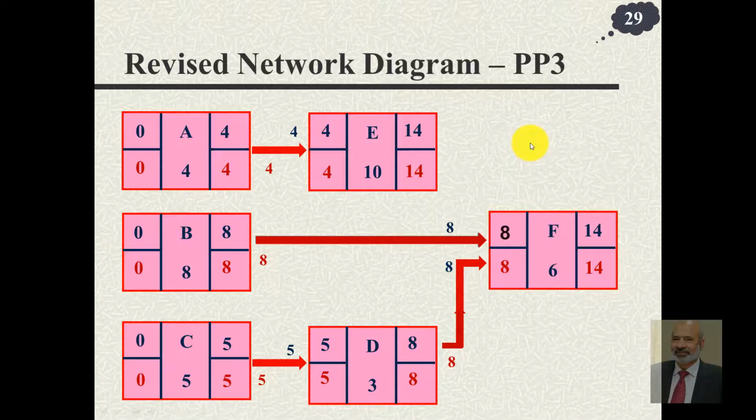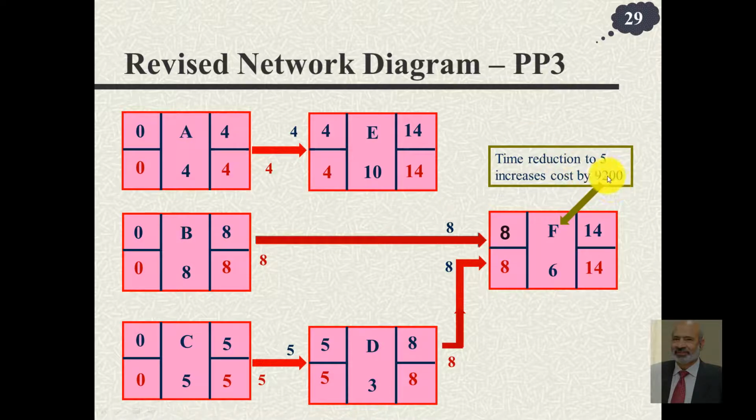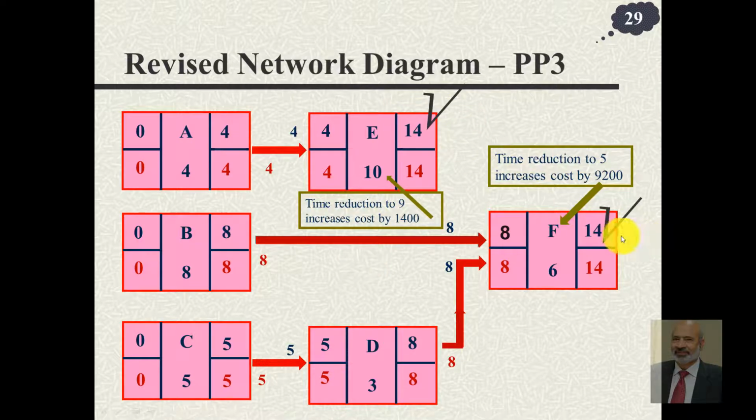Can we improve any further? Of course, we could reduce the time of this from 6 to 5 days, costing us 9,200. This one could be reduced from 10 to 9 days. It would cost us 1,400. And so we select this and we select this. Obviously, if you have selected this, then you don't have to go for this, and I think we cannot reduce it any further. So we have to select this, and the time duration would become 13 days.